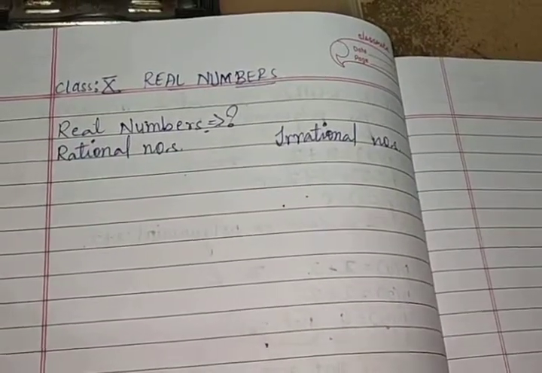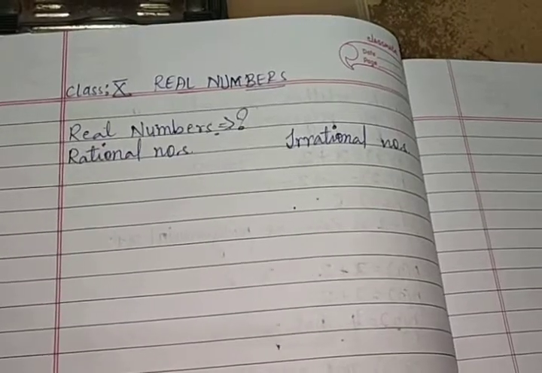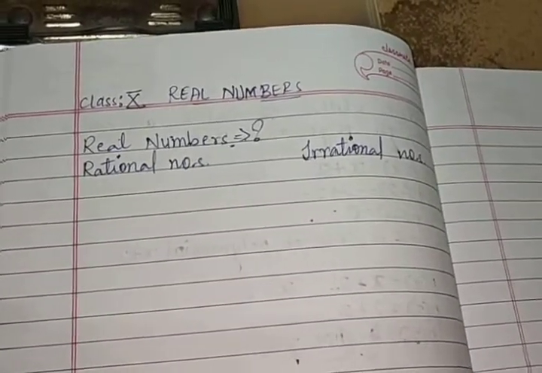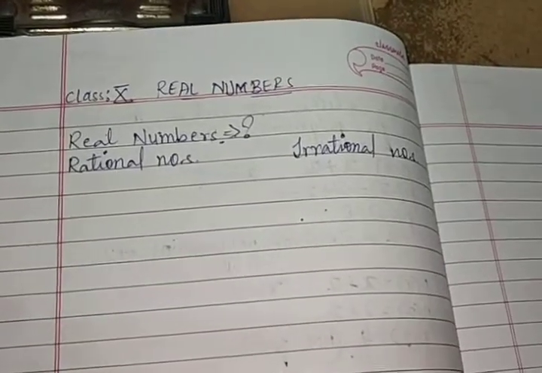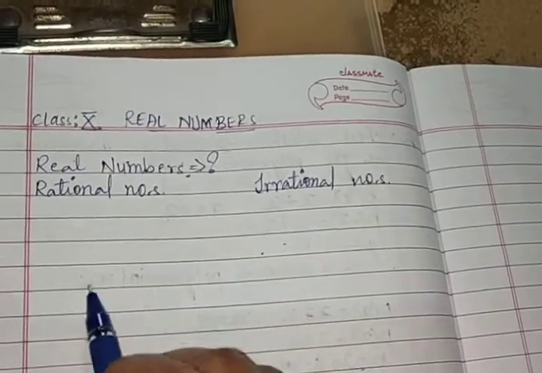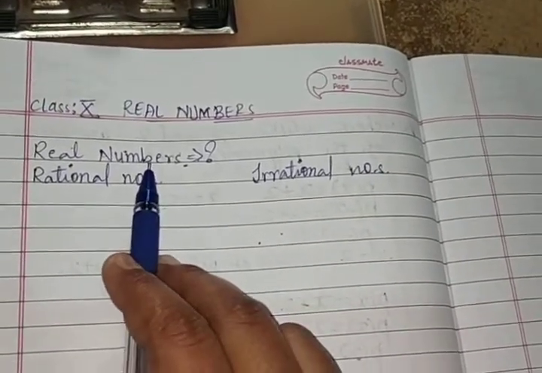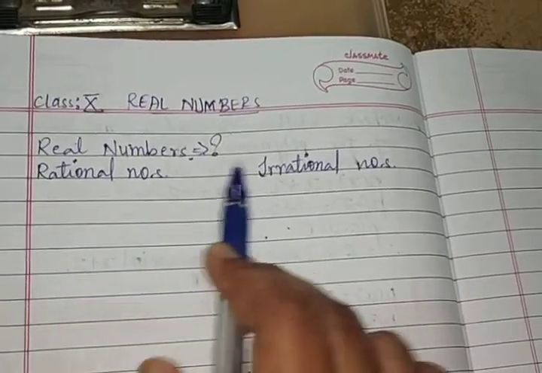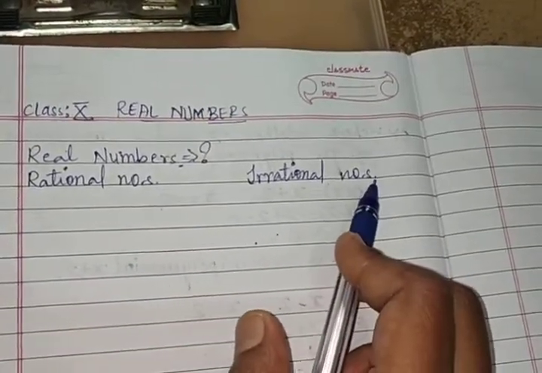Today we are learning real numbers of class 10, grade 10, real numbers. Before learning this chapter and the concepts given in this textbook, we must know what real numbers are first. You have already studied in class 9 what real numbers are. You had a whole chapter there. Real numbers are the collection of rational numbers and irrational numbers.